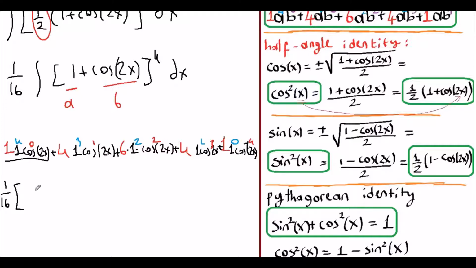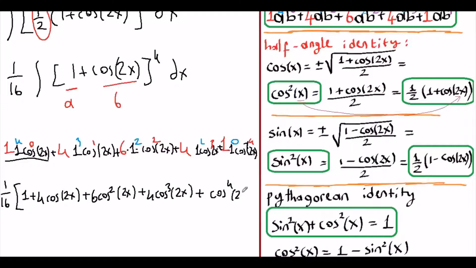From the first term here, we obtain just 1. From the second term here, we obtain just 4 times cosine of 2x. Here we obtain 6 times cosine squared of 2x. Here we obtain 4 times cosine cubed of 2x. And finally we obtain just cosine fourth of 2x. And this is our integral here, and this is our dx here.